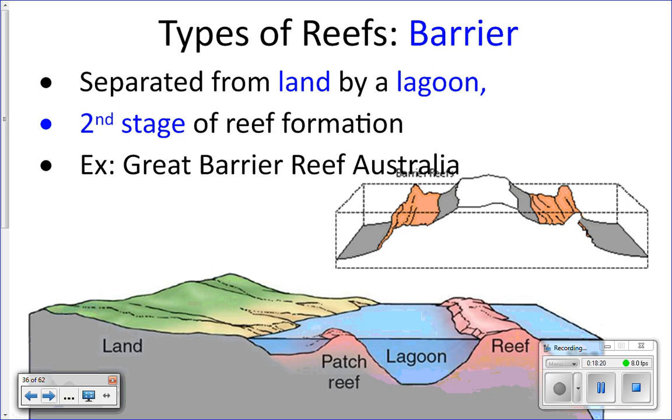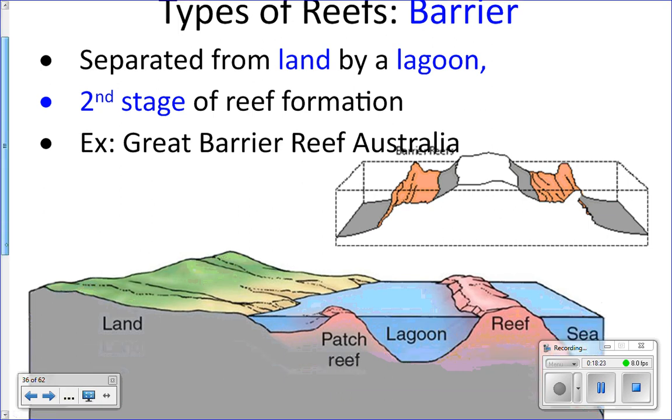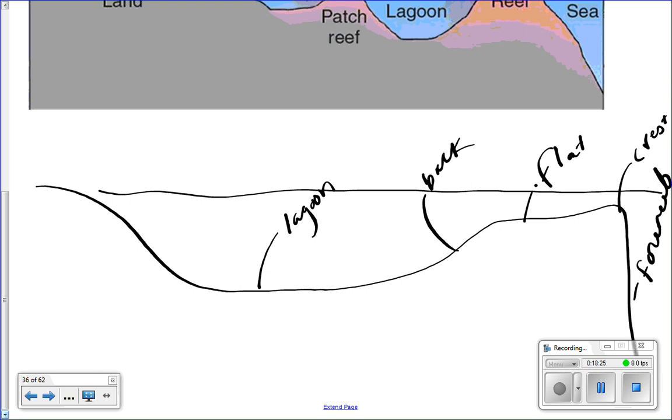If I were to ask you to draw a profile of a barrier reef, this is probably what I would be asking for. You've got your lagoon right here, the back reef, the reef flat, the reef crest, and then the fore reef. I would probably draw that. You probably know it.